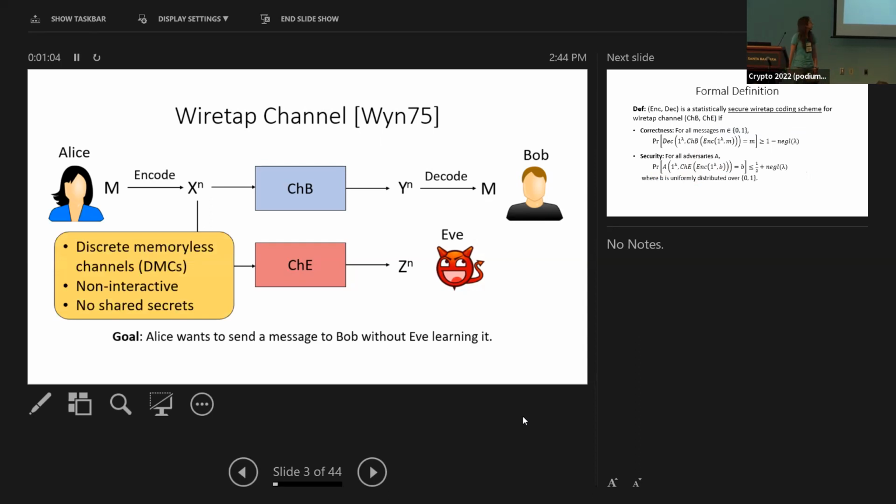In this model, we consider the case where Bob's channel and Eve's channel are both discrete memoryless channels. By this, we mean that we can define a channel as a function which maps every input symbol to each output symbol with some fixed probability P, which is dependent on the channel. So individual inputs are mapped independently to outputs based on these probabilities. And furthermore, we consider the case where the input and output alphabets are of fixed constant size.